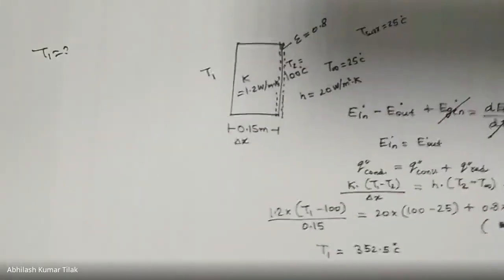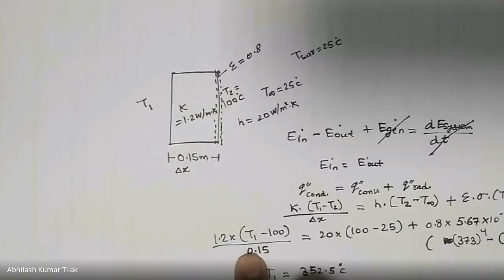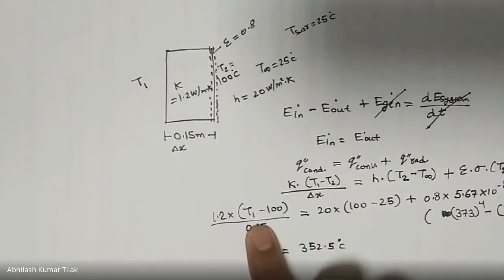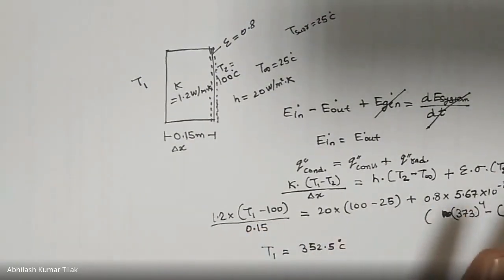Sir, I had a small doubt. Yeah, tell me. In the first question, on the left-hand side, why didn't we use Kelvin for T2? Here you are saying it is a temperature difference, so either you take it in Kelvin or degree centigrade. It doesn't matter. Okay, sir.